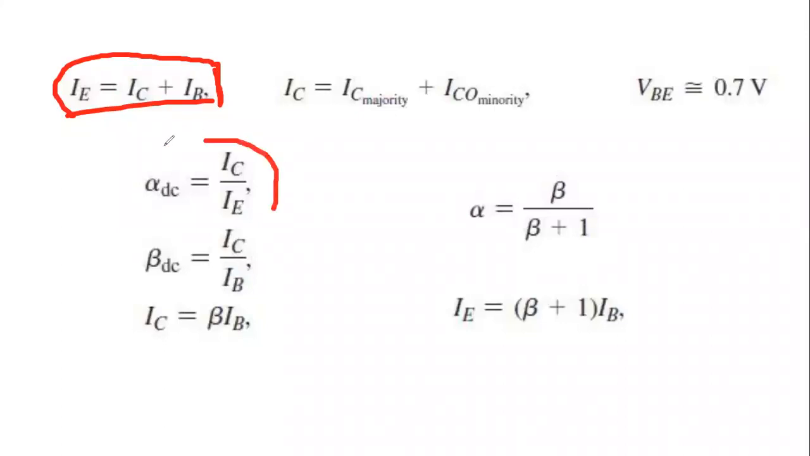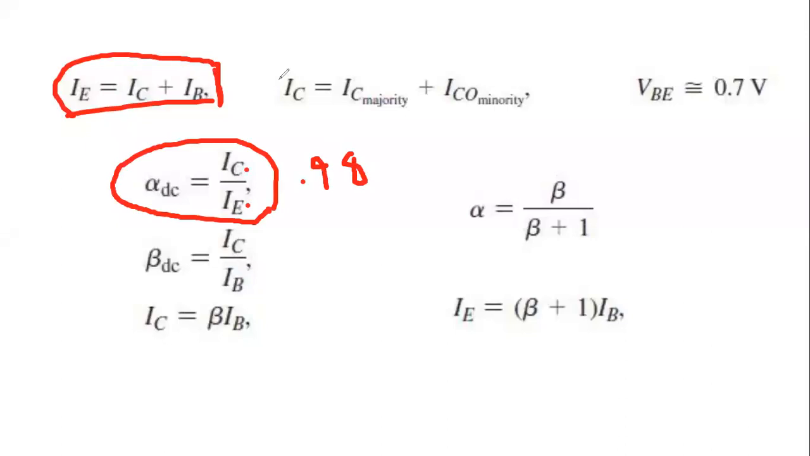Finally, we saw that there is a current gain known as alpha, which is alpha equals IC divided by IE, where IC is the collector current and IE is the emitter current. And we all know that the value of alpha is 0.95 to 0.98. So it is close to 1, not exactly 1.